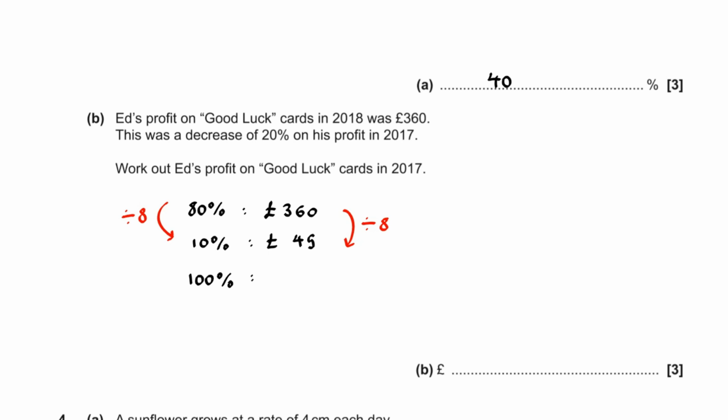And therefore, to find out what 100% is, we'd have to multiply by 10. And so therefore, 45 multiplied by 10, that's 450. So we've got £450 for the profit on Good Luck cards in 2017.